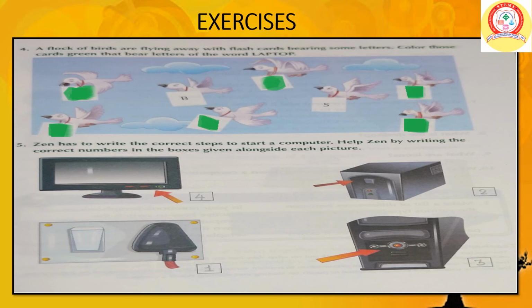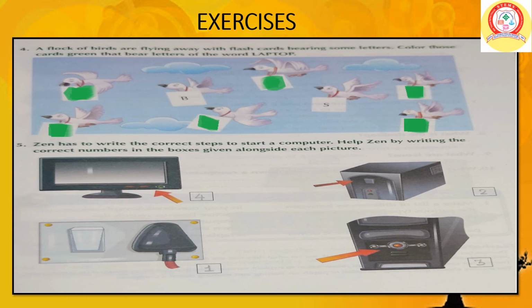Okay children. Now let's move to question number 5. Zen has to write the correct steps to start a computer. Help Zen by writing the correct numbers in the box given alongside each step. So how will Zen start the computer? Okay children. First he will switch on the power supply button. Then he will switch on the UPS button. After the UPS button, he will move to the CPU button. After the CPU button, he will switch on the monitor button.